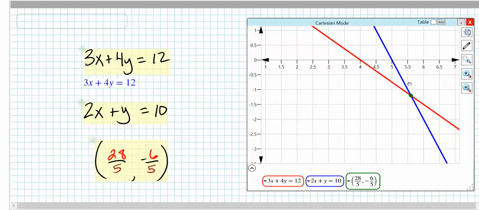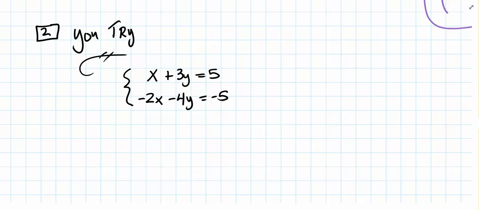Is this an inconsistent or a consistent system? It's a consistent, independent system. That would be the right answer, okay? All right, cool. Okay, you and somebody close to you solve that. Tell me what you get. When you solve this, you should get negative 5 halves and 5 halves, or negative 2.5 comma 2.5. Leave it as a fraction if it's an easy fraction. Either representation is fine with me.